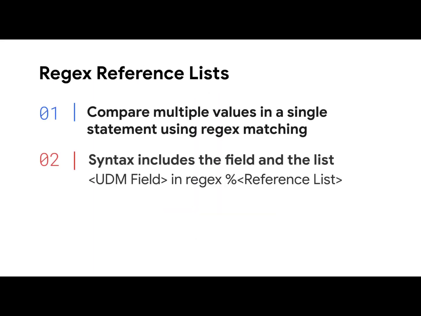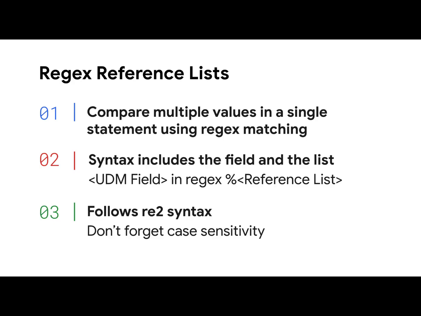Today we demonstrated how we can compare multiple values in a single statement using regex matching and how we do not need the same level of precision as we do in a string reference list. Regex reference lists use RE2 and follow the same general syntax as other reference lists, except that the term regex is inserted after the in operator. Regex reference lists are very handy when working with files, commands, and folders that can be variable, as well as domains and other terms where we need to find a portion of the field.